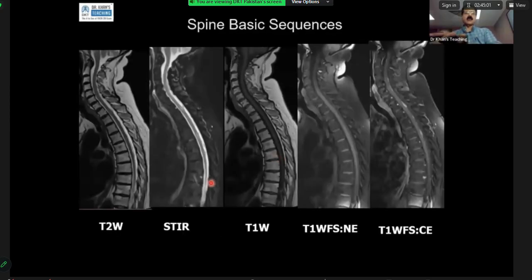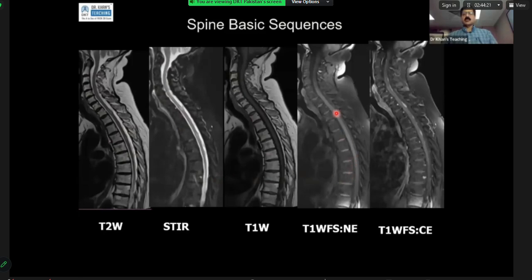In the spine, taking the same concept, the key sequence for marrow is T1. On T1, you will see high signal, the fatty signal, in the vertebrae, and this is a STIR. STIR is a fat saturated sequence, and that is why it appears dark. T2 weighted sequence is not a good sequence for marrow abnormalities. It is a very good sequence to look, of course, at the cord or anything in the dural space, etc.